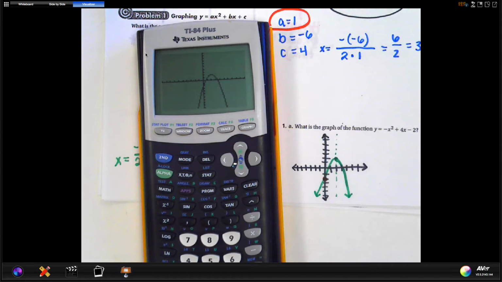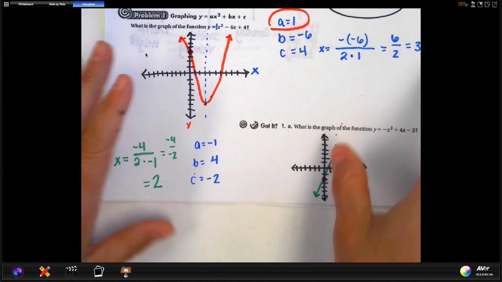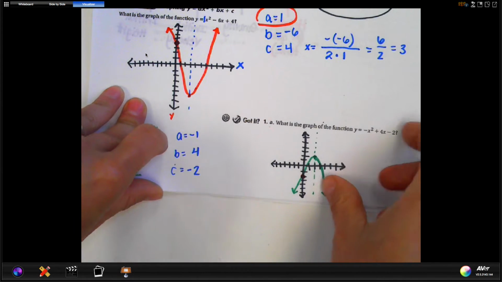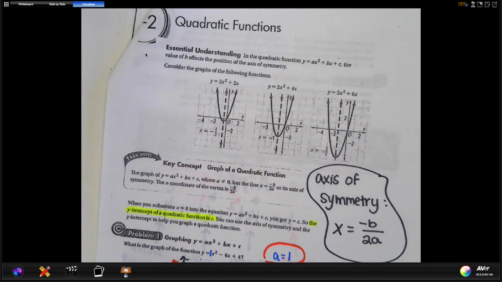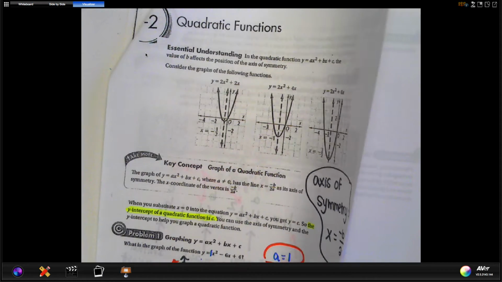Looking good. So we know a lot of things about the graph before we even graph it, right? We can figure a lot of stuff out. Okay, good. That's the first half of the lesson. Here's the second half. Story problem. And this is the cool part. As much as you guys don't love story problems, these are super informative story problems.